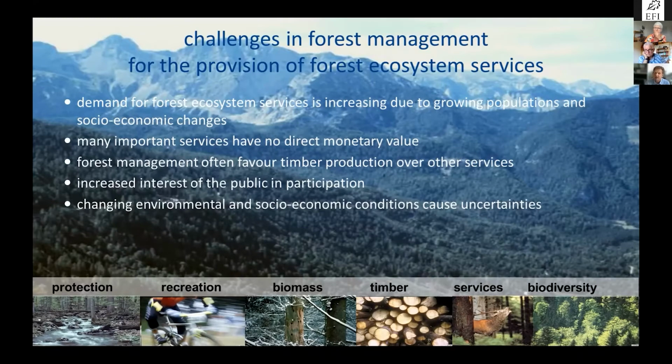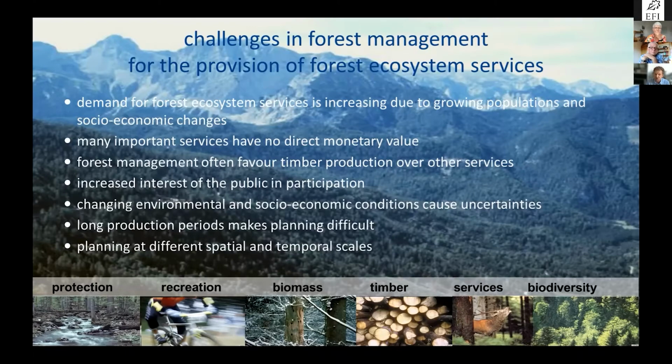And in this uncertain framework, we have to make decisions about forest management in the future. We have to come up with clear prescriptions for the next 100 years in many cases. But these long production periods make the planning difficult. So we have to really consider the different spatial and temporal scales in making these management prescriptions, and how this affects forest ecosystem services is a key challenge for many forest managers today.